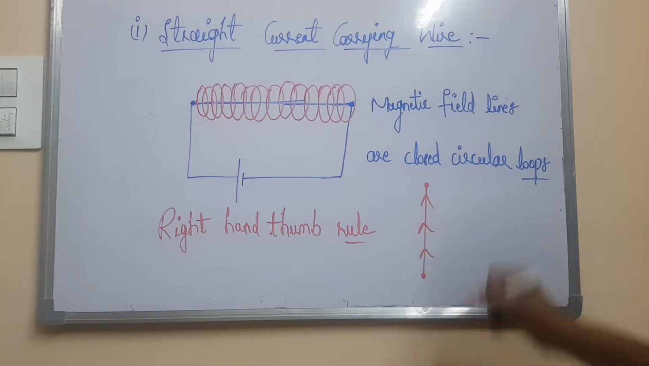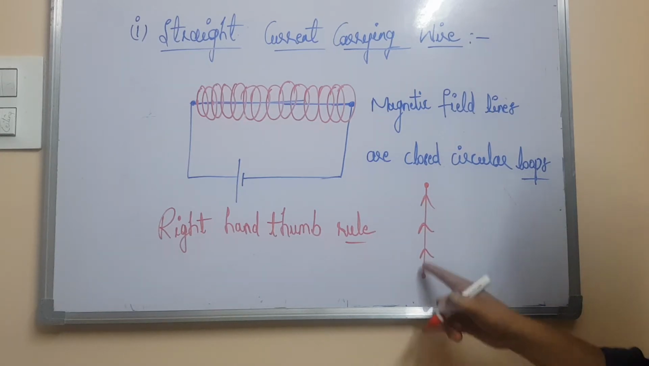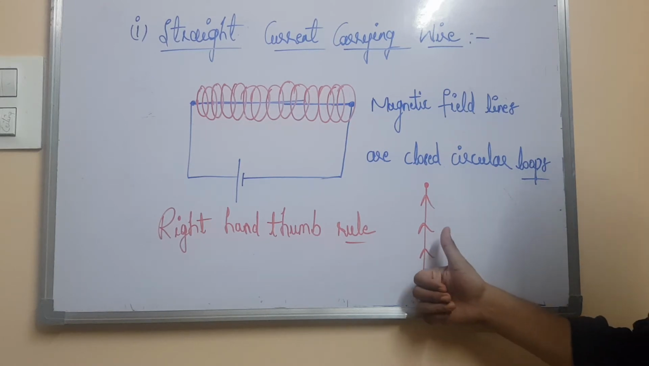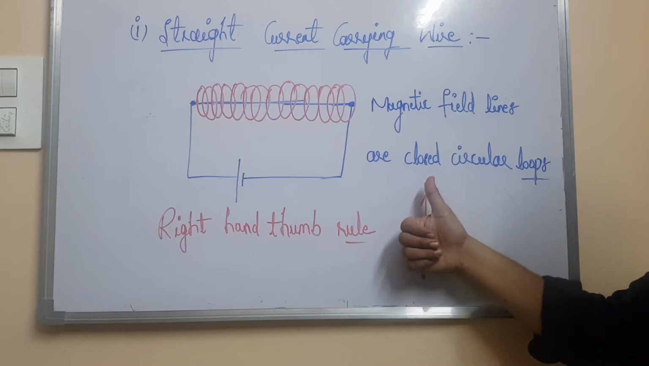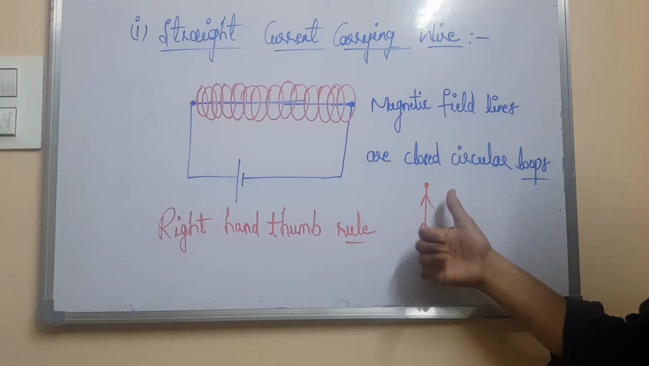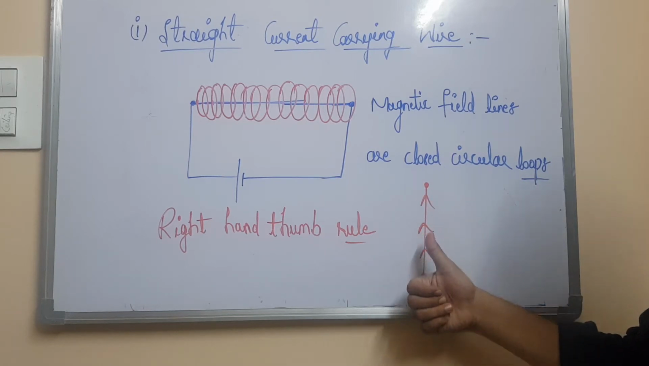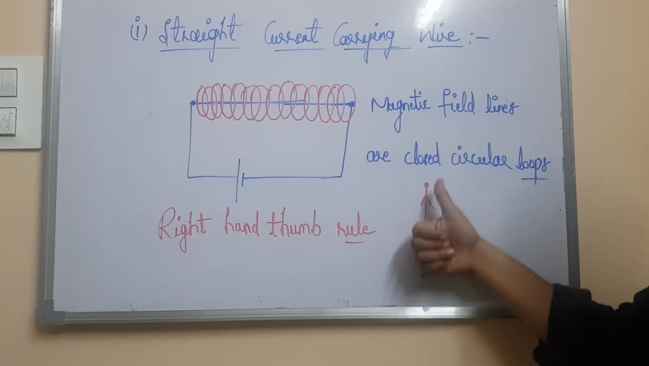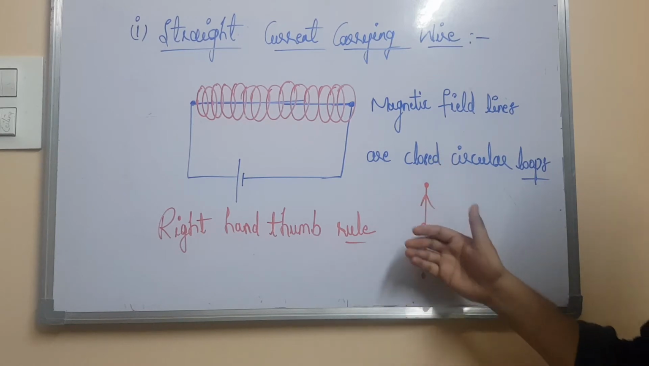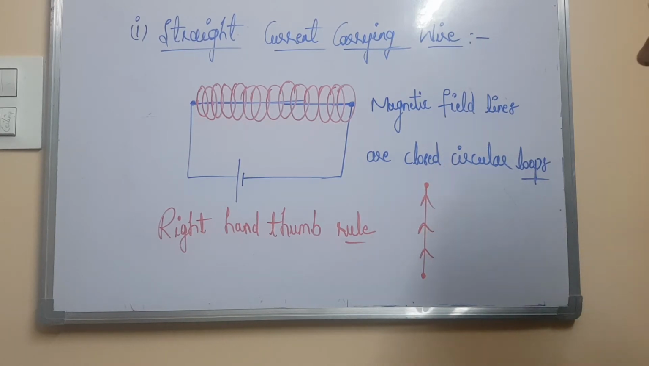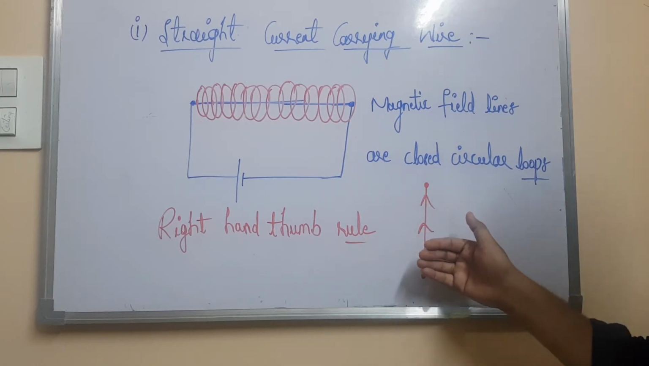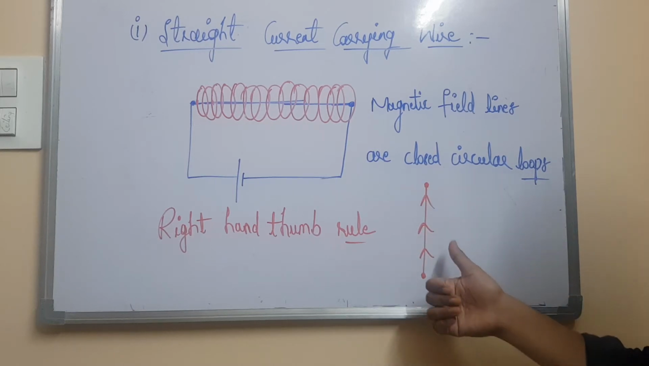if current is passing upwards in this wire, and if you place the thumb in the direction of the current and close the remaining fingers, listen carefully, these curved fingers will give the direction of the magnetic field.